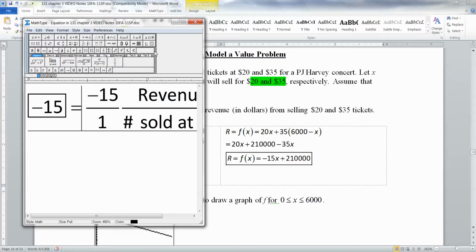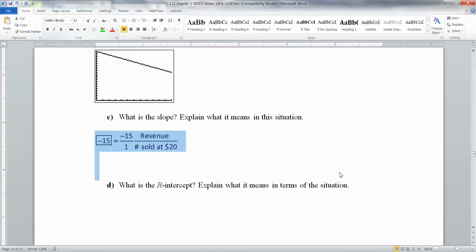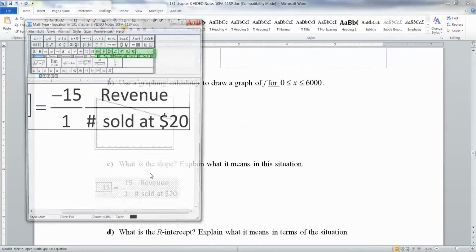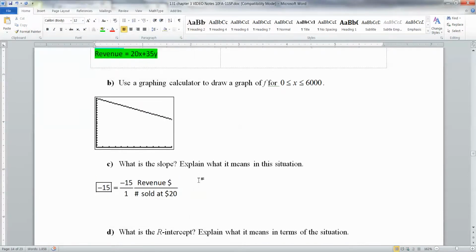However, it really pays to write it out a little bit more for yourself because you have to explain what it means. Writing the number negative 15 is worth 1 point. Explaining what it means correctly is worth 4 points, right? So you can't pass the class just by knowing it's negative 15. You have to be able to break it down for yourself. So it's negative 15 over 1, and then say what the units are. It'll help you. So that was revenue dollars, right? Because revenue is in dollars. It's how much money you bring in over number sold at 20 bucks.